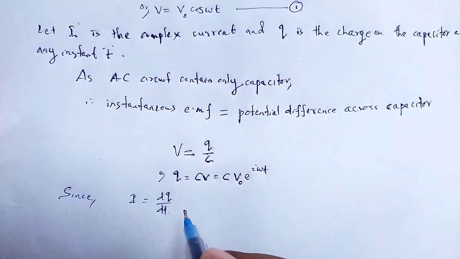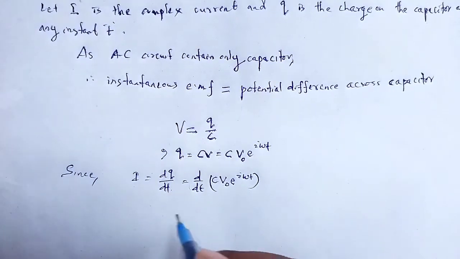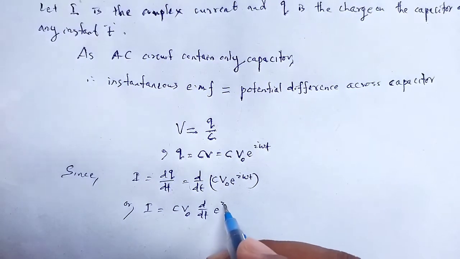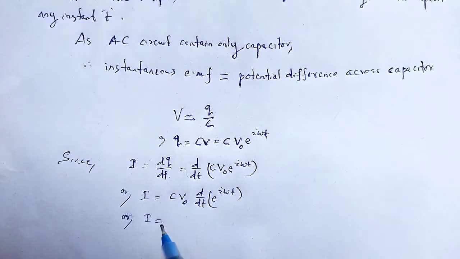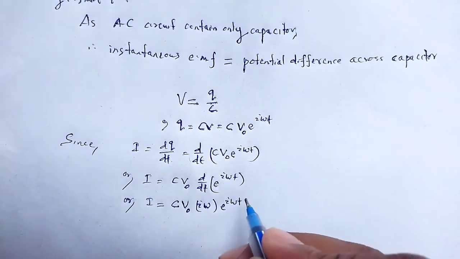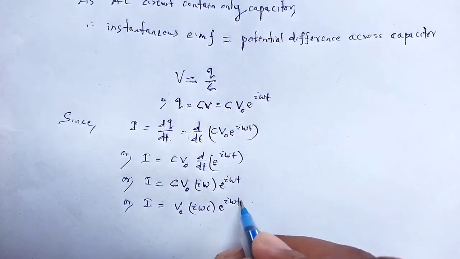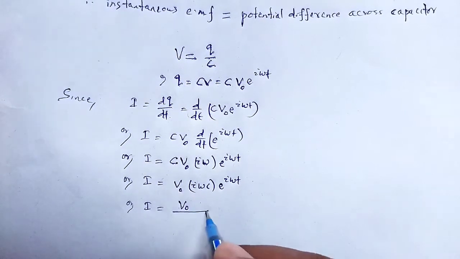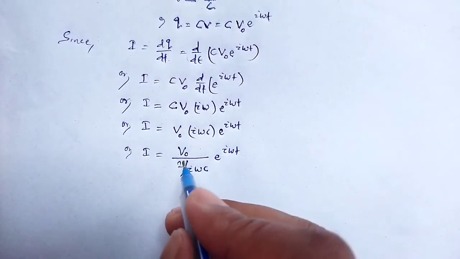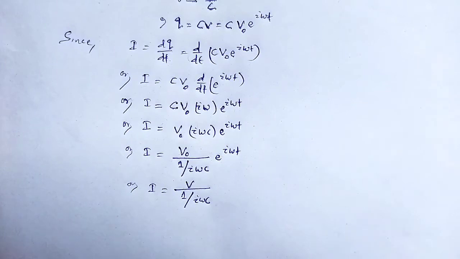the rate of change of that charge, d by dt of C V naught e to the power i omega t, or I is equal to C V naught d by dt of e to the power i omega t, or I is equal to C V naught i omega e to the power i omega t, or I is equal to V naught i omega C e to the power i omega t, or I is equal to V naught e to the power i omega t divided by 1 divided by i omega C, that is I is equal to V divided by 1 divided by i omega C.